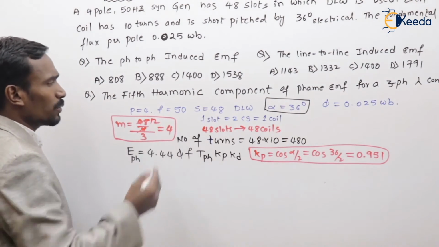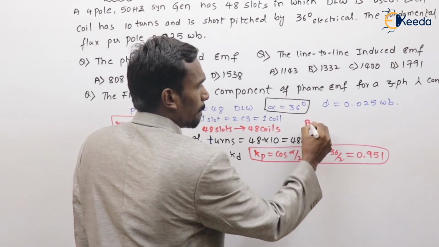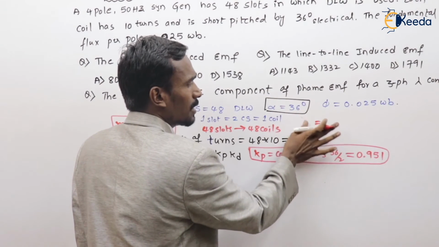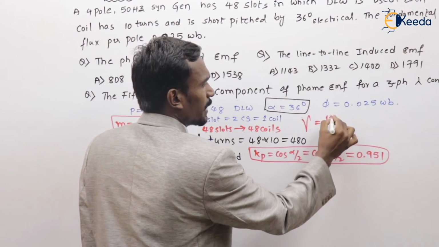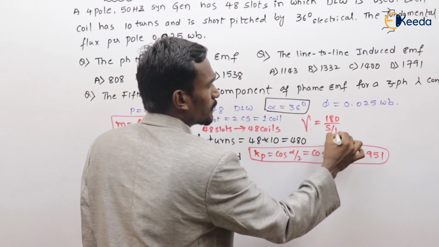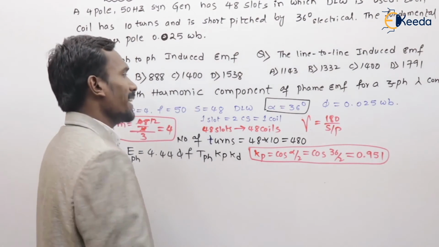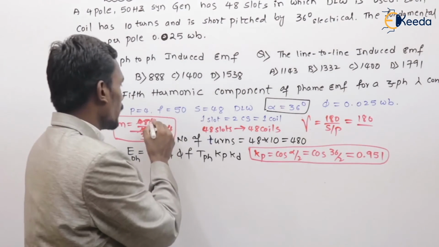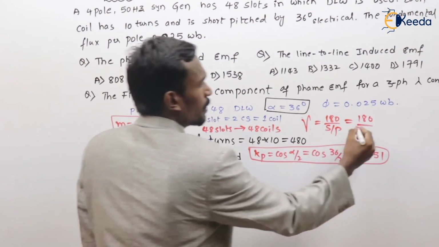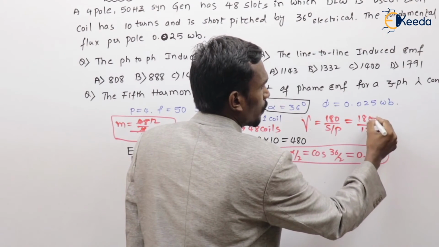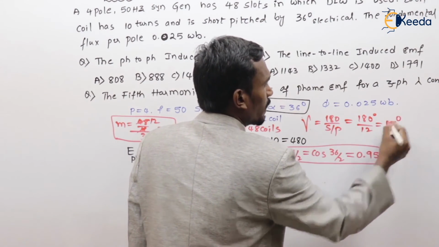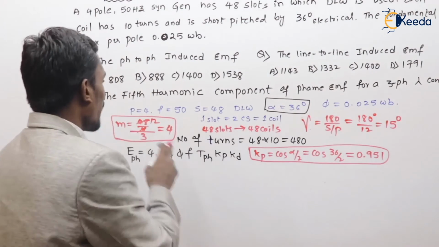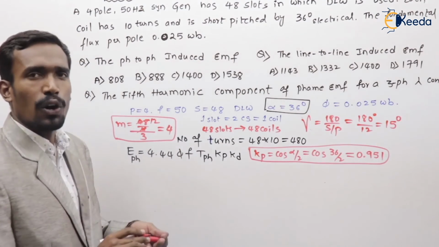And we have to find out the slot angle gamma. Slot angle gamma is equal to 180 by slots per pole. Slots per pole is 12, so this is 15 degrees. The slot angle is 15 degrees and the phase belt M is equal to 4.